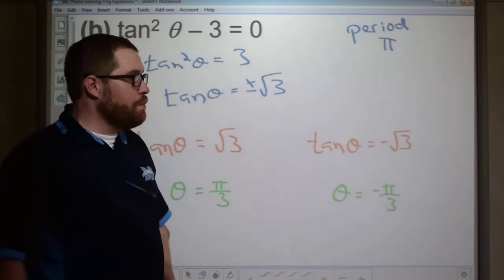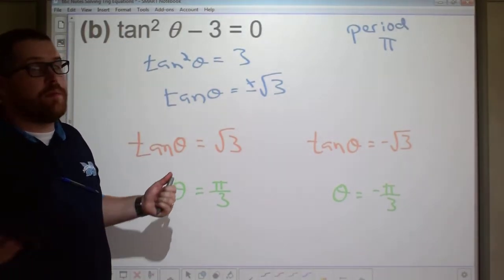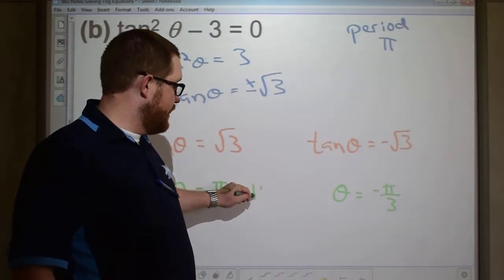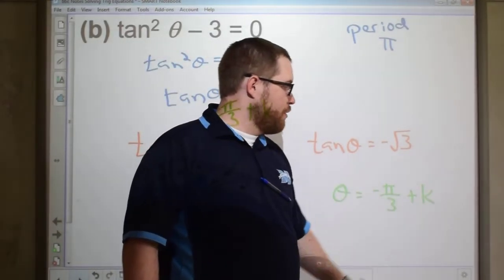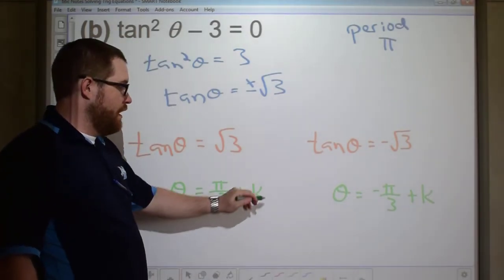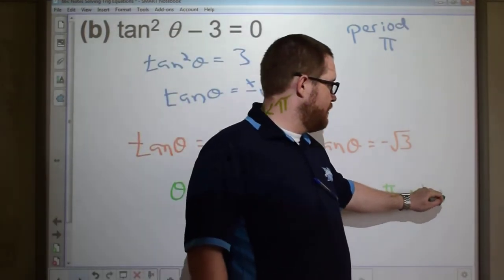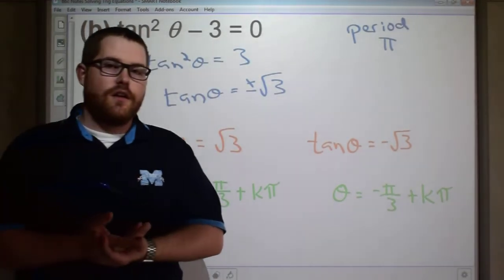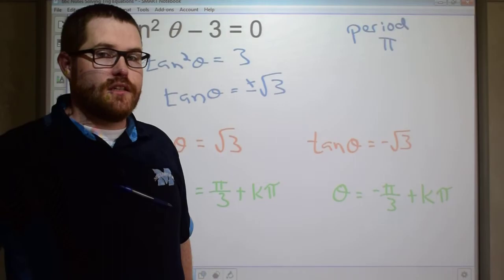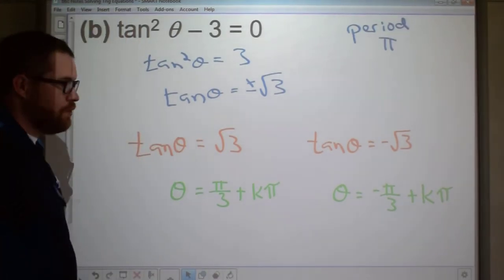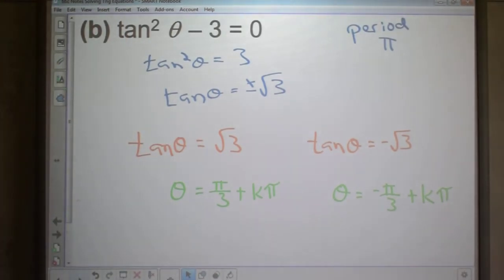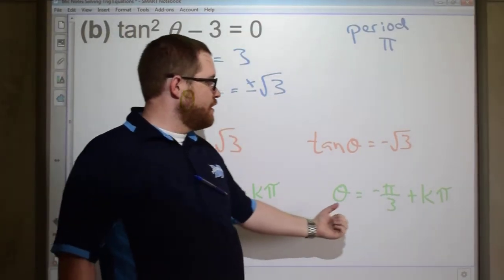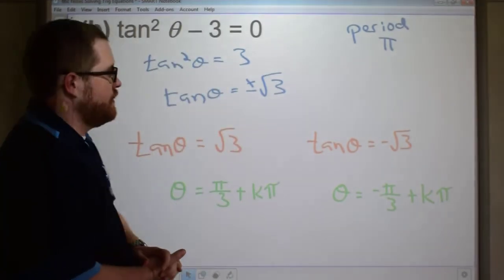But those are just two possible answers. I want all the possible answers, so I need all the repeats. Well, how often does this thing repeat and this thing repeat? Remember, k is there for the repeats. It only has a period of pi. So there's all of the answers: the two that are in the domain of the restricted inverse function, and then everything outside it. Again, remember, when you have an equation, you're always going to have plus 2k pi or plus k pi at the end of it.